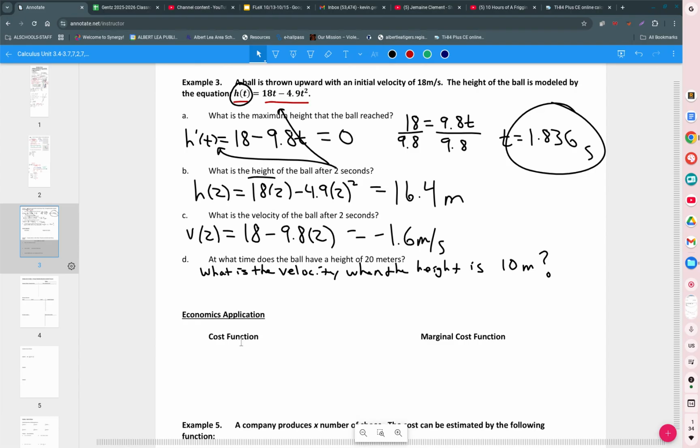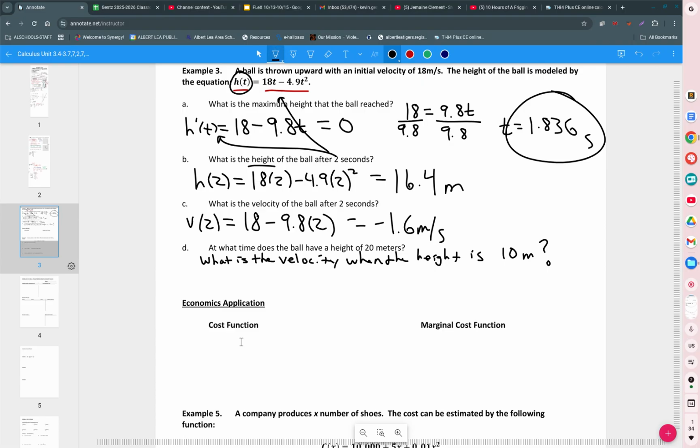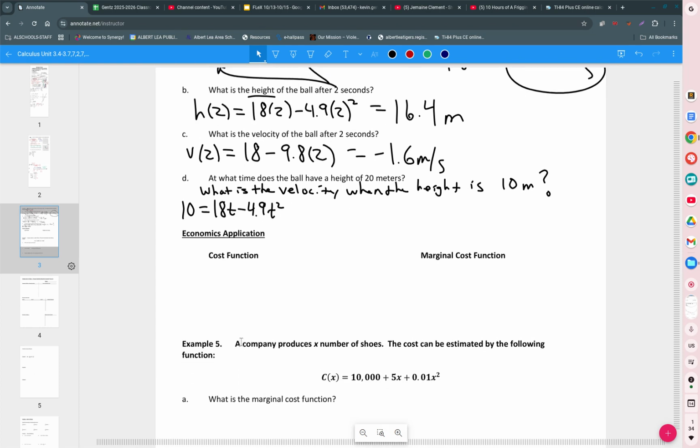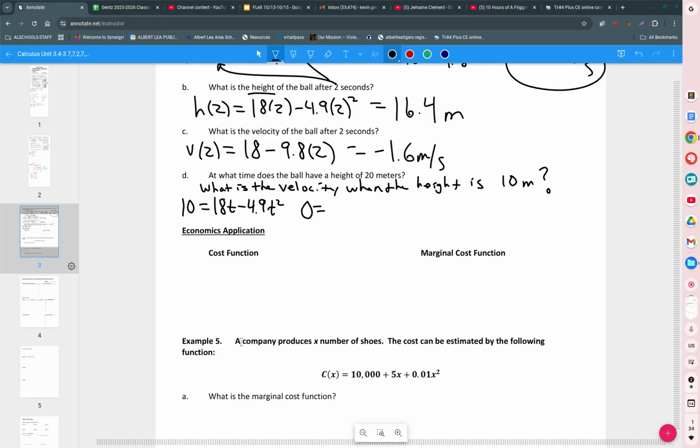So the first thing we have to figure out is, when does it reach a height of 10 meters? So I'm going to go ahead and plug 10 into H. So 10 is equal to 18t minus 4.9t squared. And notice in this situation that you have a quadratic. If I subtract the 10 over, I get 0 is equal to negative 4.9t squared plus 18t minus 10.